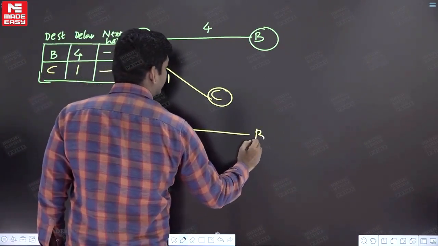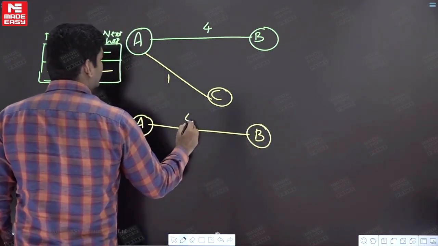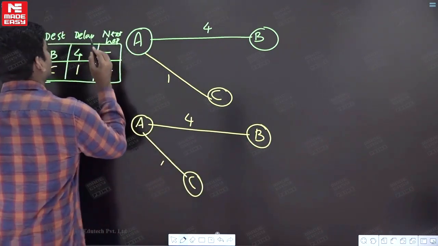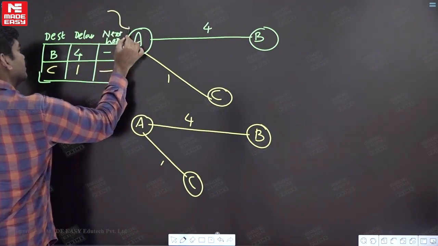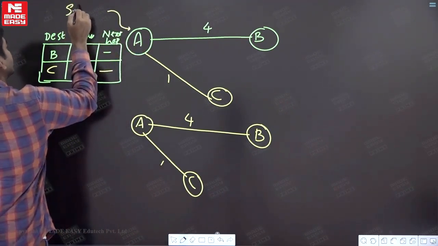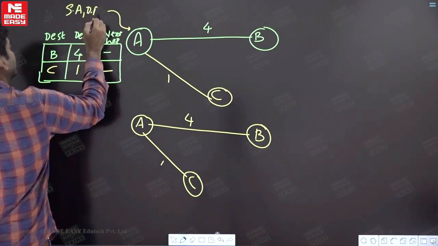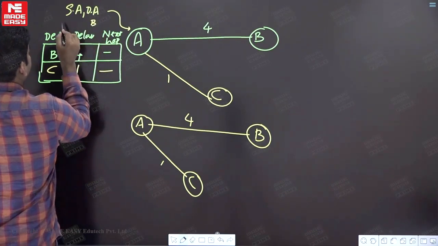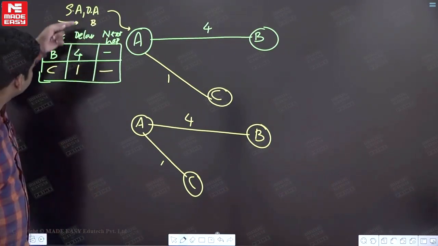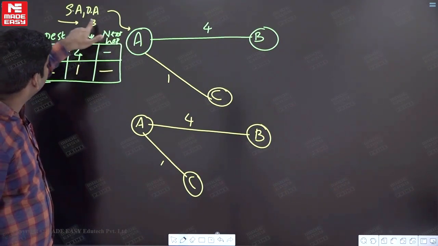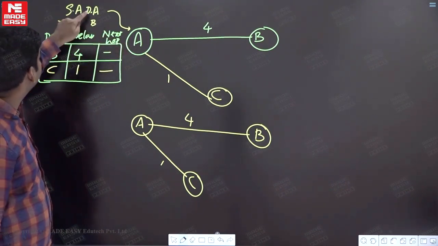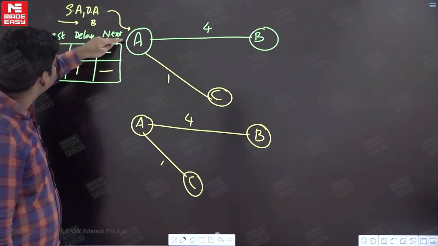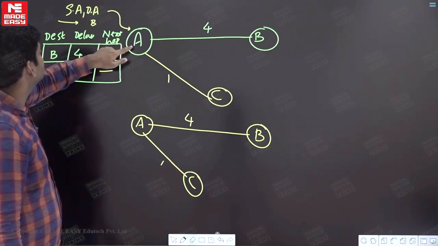Now after some time, suppose this diagram is modified like this. A to B is 4 units, and C has the value 1. Here a packet came from outside. That packet has a source address and a destination address, and the destination address of the packet is B. The packet came to router A and is telling router A that my destination address is B. Then what will A do? A will store this packet in its buffer. And what is the destination address here?